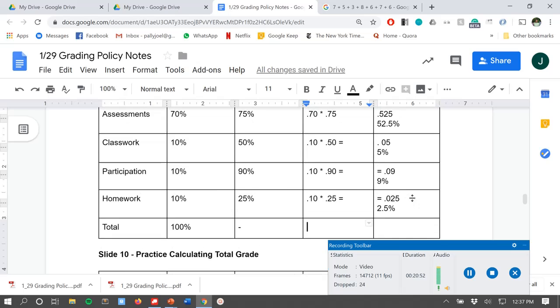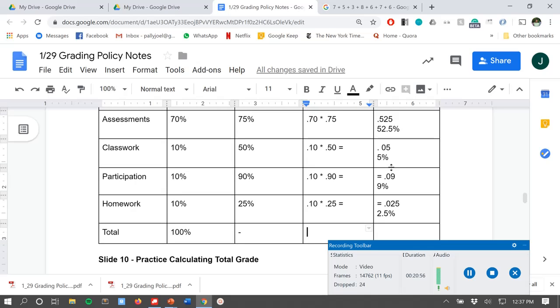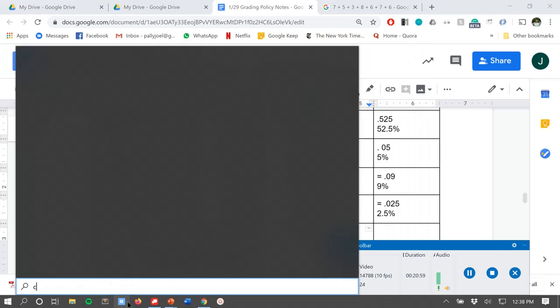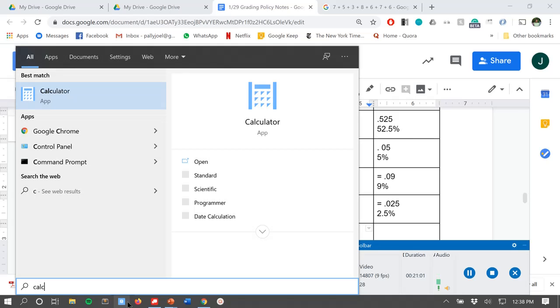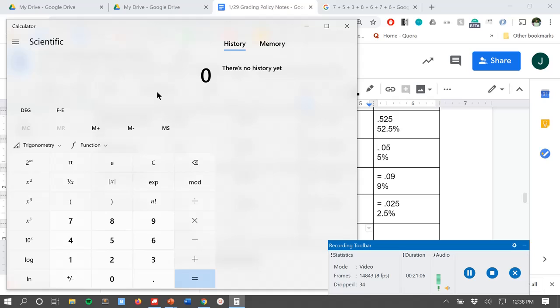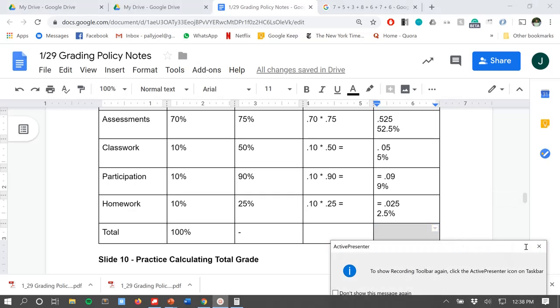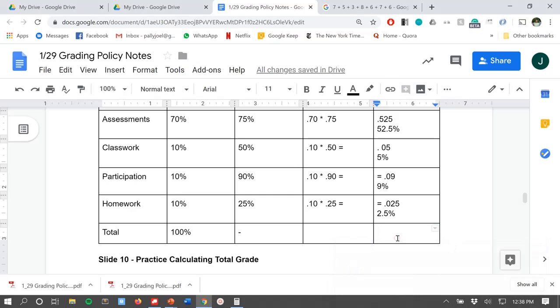And now we have all our percents. So the final thing to do is add these up. So 52.5. Let me take my calculator out here. We got 52.5 plus 5 plus 9 plus 2.5 equals 69. So the final grade for the student is 69%. All right.